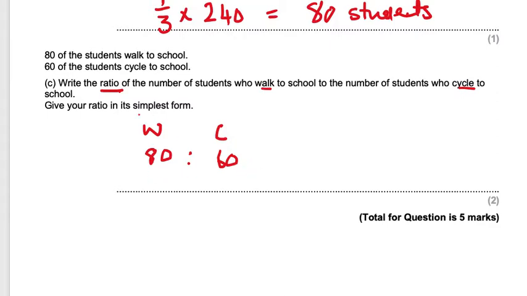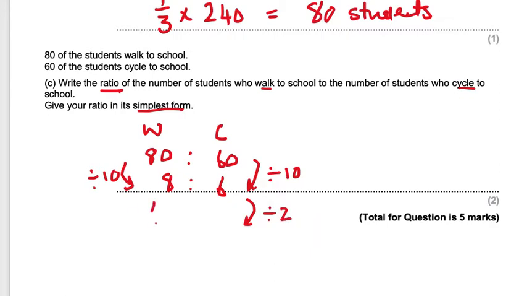Then what we're doing is simplifying. We need to have it in the simplest form. So the first thing I can see is they've both got a 0. So I'm going to divide both sides of this ratio by 10, which gives us 8 here, and it gives us 6. Then I notice both of them are even numbers, so I can divide them both by 2. And if you can see, you can divide it by 20 to start with, absolutely great. If not, do it in 2 steps. There's nothing wrong with that at all. 8 divided by 2 is 4, 6 divided by 2 is 3, and that is your answer.